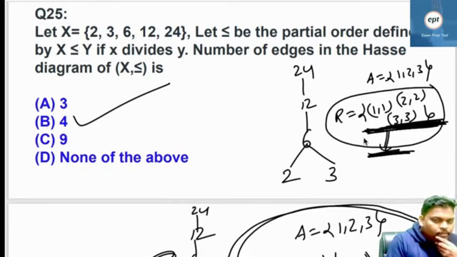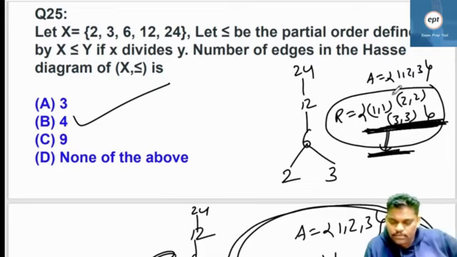The empty set is not reflexive. Yes. Empty set means there is no (x,x) pair. So it is not reflexive. Yeah, go to the next.